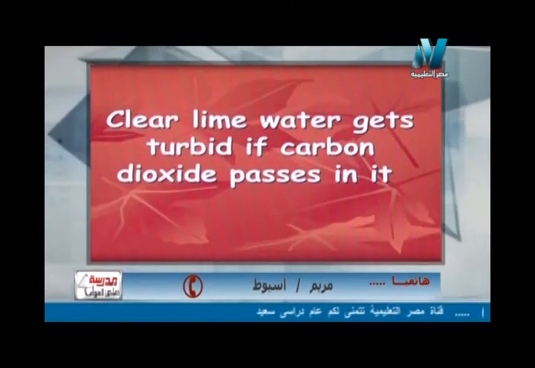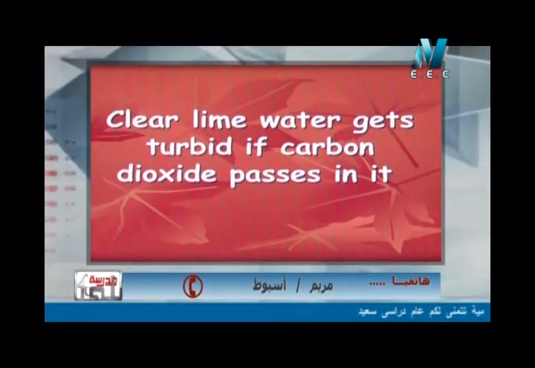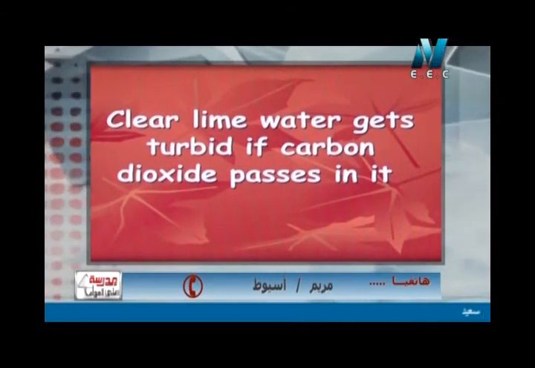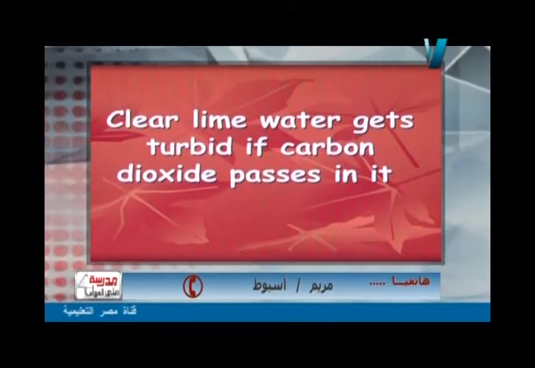So the question says give reason, Mariam. Clear lime water gets turbid if carbon dioxide gas passes through it.